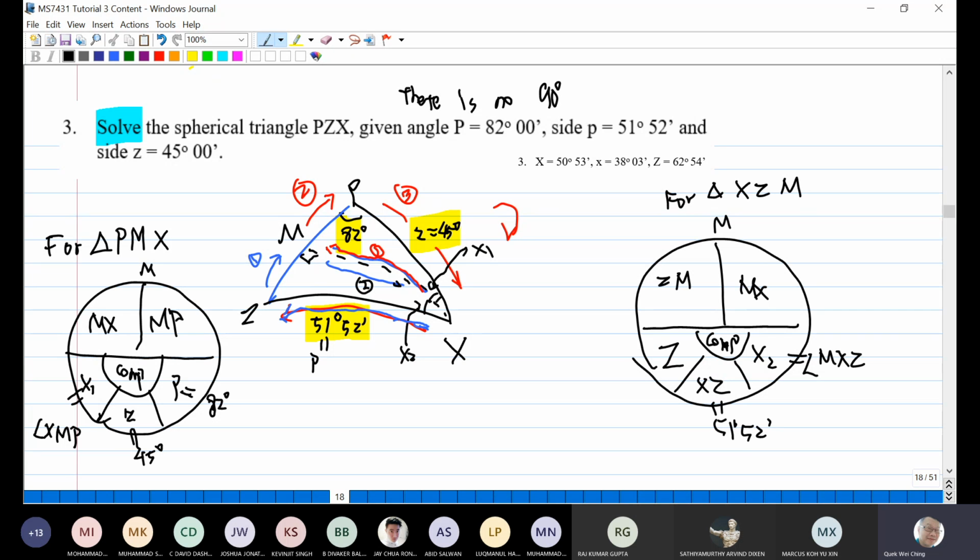So I can WhatsApp this to you first, so you know how I draw the Napier's view.